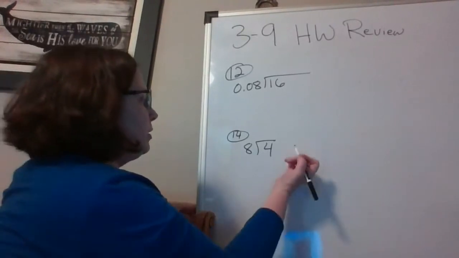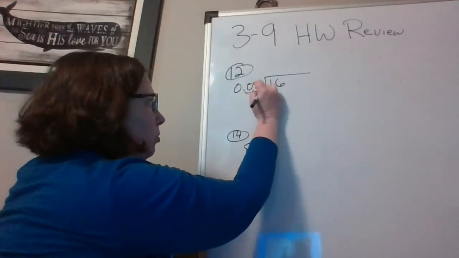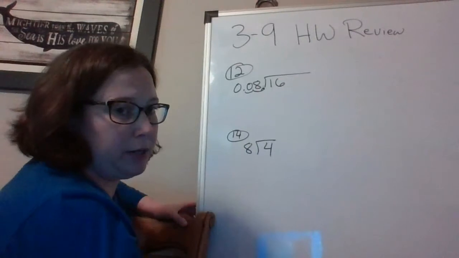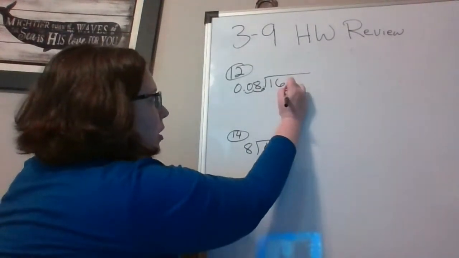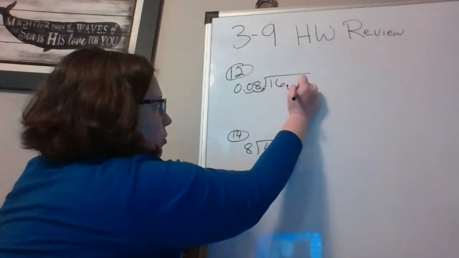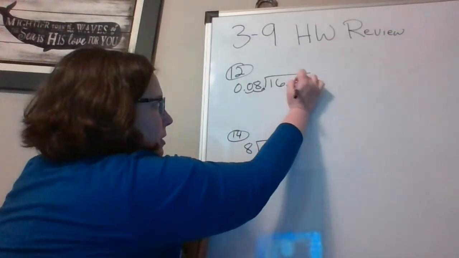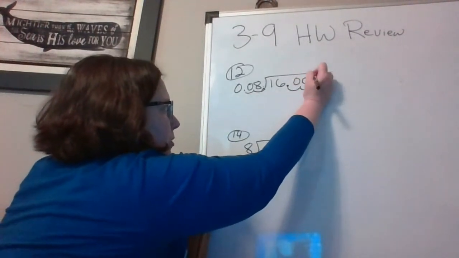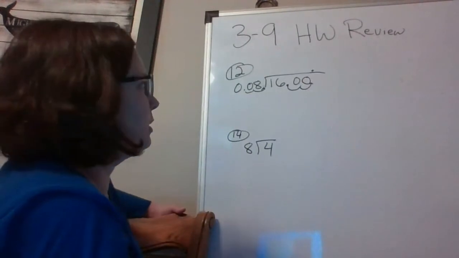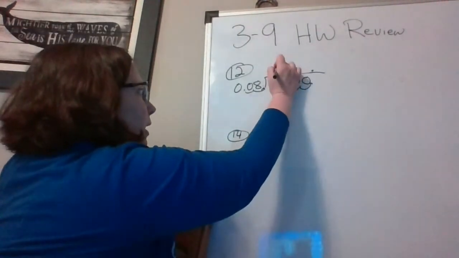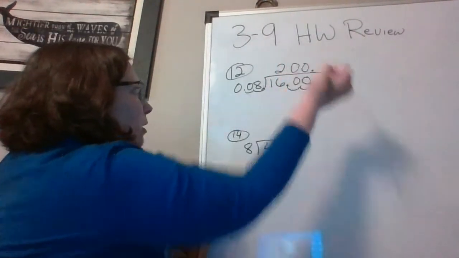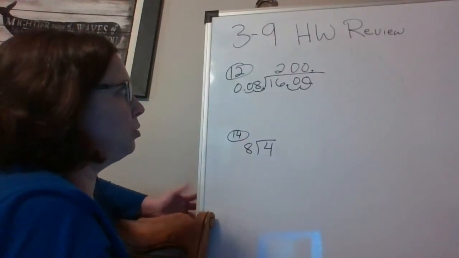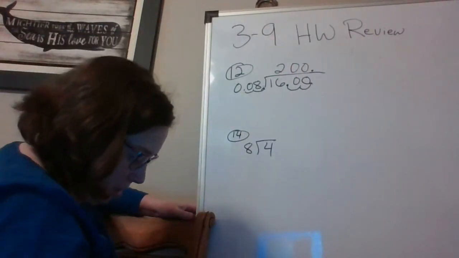Number 12. So with this one, we're going to get rid of our decimal in our divisor first. There's no decimal here, so we add 1 after the 16. Add those 2 zeros, move our decimal up, and now we can divide. And that one divides out real quick. It's 200 for your answer.